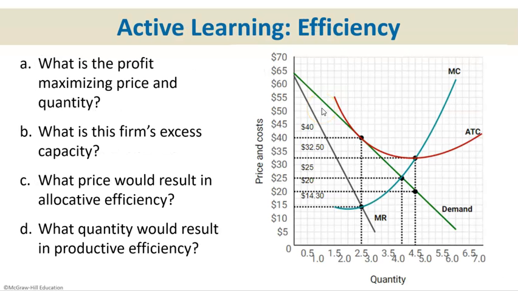So we're going to try one last problem, and this will dig a little deeper into excess capacity and the efficiencies. So we're looking at a monopolistic competition, a single firm here, and they are in long-run equilibrium because the demand curve is hitting ATC just at that one point. What you want to do is find the profit maximizing price and quantity first, solve for the firm's excess capacity, find the allocative efficiency point and notice the price there, find the productive efficiency point and find the quantity at that point. So pause the video here and try this.